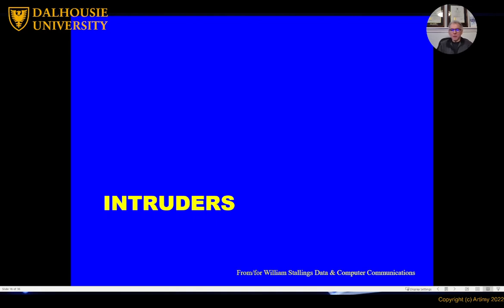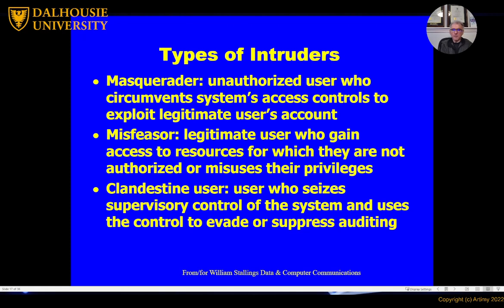Right? So in this part, we'll talk about intruders. So, what kind of intruders we have? We see some of these concepts repeat themselves, by the way. So the first one, masquerader. So masquerading is a threat. Masquerader is the person or the system that does the masquerading, right? So we see some of the concepts being repeated here.